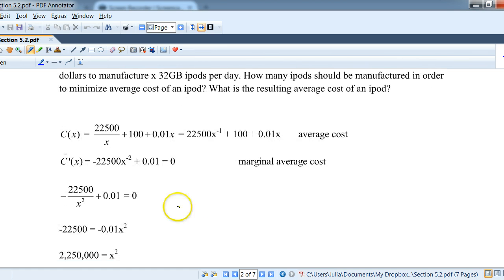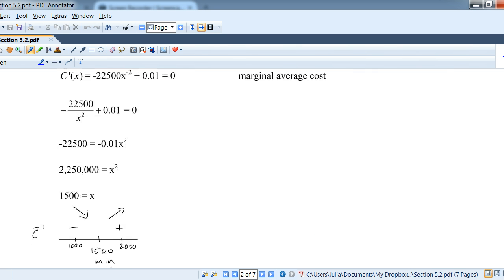How I solved it is we can move 0.01 to the other side and then multiply by negative x squared, which is how I got to the next step. And then you can divide by negative 0.01. So we end up with 2,250,000, and that's x squared. Take the square root. So we have positive 1,500. Notice if you take a square root, typically you get positive and negative. But since we're talking about applications, the number of iPods, the negative doesn't really matter. So we'll just take the positive value.